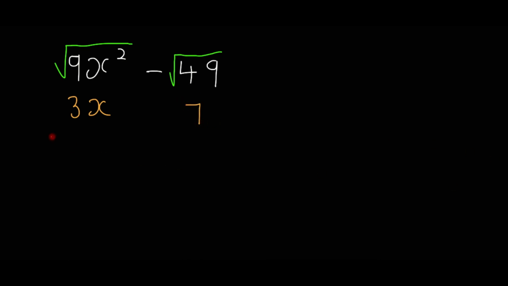So it means that from here you have two brackets, and then you have 3x, and then you have 7, 3x, you have 7, and then you have minus, and then you have plus. So this is our answer.